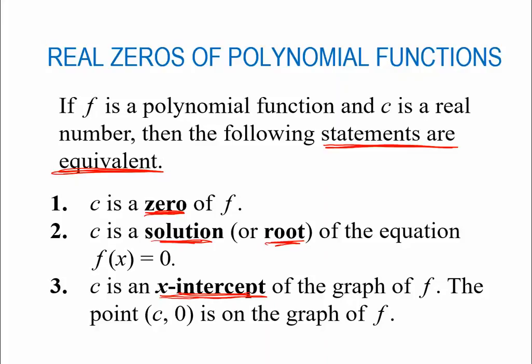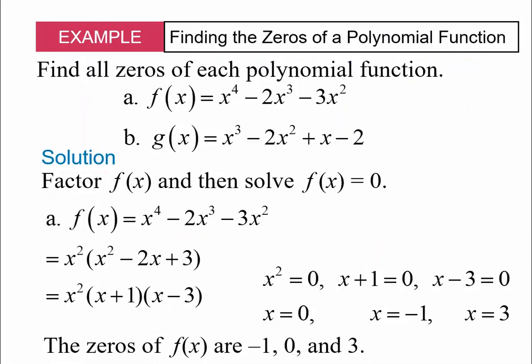Okay, so let's go for it here. How do you find the real zeros of a polynomial? Let's do the example problem since this was easy enough. Let's take a look at f of x. f of x is x to the fourth minus 2x cubed minus 3x squared.